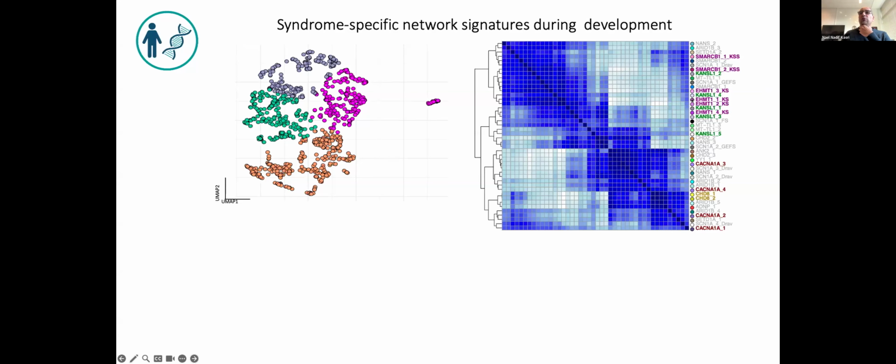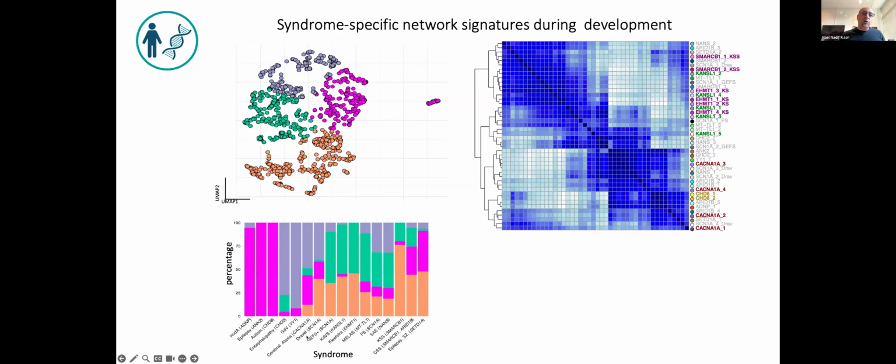And I think it's very interesting to see that, for example, we see here the clustering of the EHMT1 lines together, but also together with other disorders, for example, with patients with a mutation in SMARCB1. And that's interesting because we know that those patients also have a Kleefstra-like syndrome. So it's another syndrome, but it's relatively close to Kleefstra syndrome. And it's kind of encouraging to see that even in a dish, we can see that the phenotypes are very close to each other.